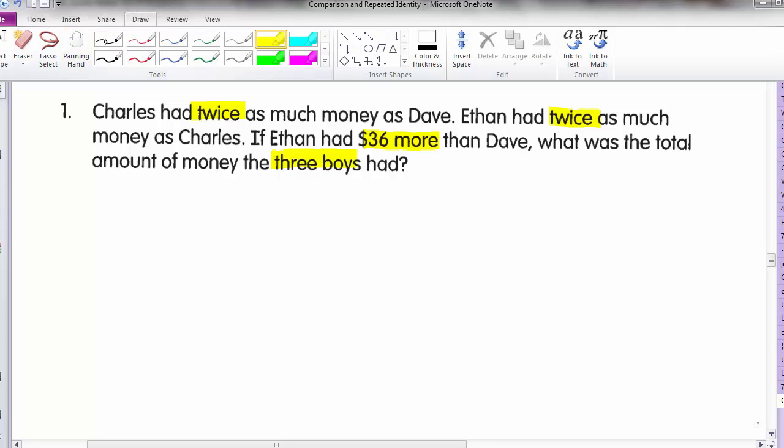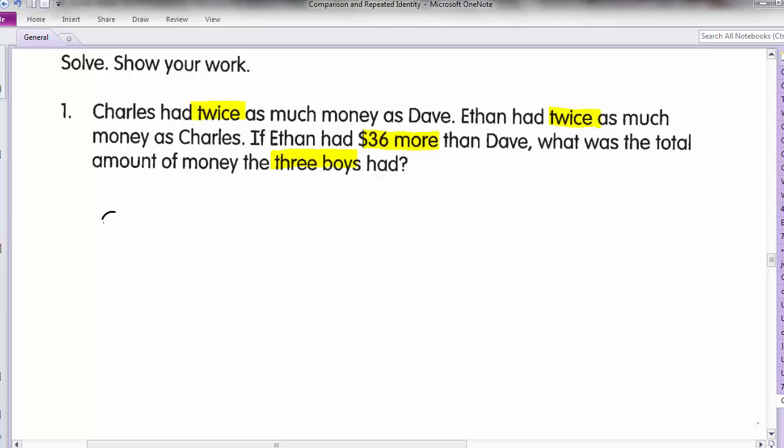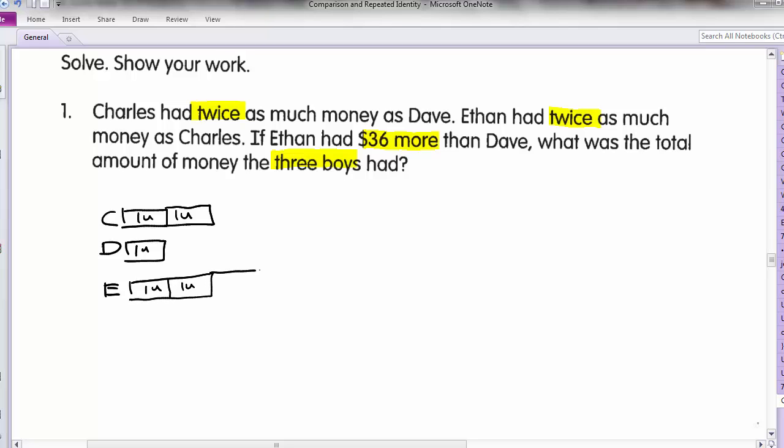So let's try and draw the model. First I draw Charles. Charles is twice of Dave. So if Dave has 1 unit, Charles will have 1 unit and another 1 unit, 2 times. Now Ethan had twice as Charles. So Charles is 2 units, Ethan will have twice of it. That means he has another 2 units, and all in all, he has 4 units. Now it tells me if Ethan had $36 more than Dave.